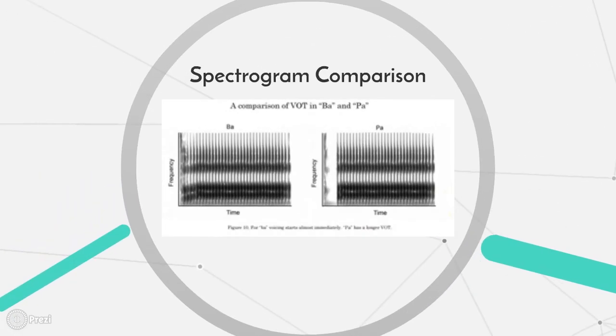Here, the difference in voicing is shown on a wideband spectrogram. As you can see on the spectrogram on the left, the vocal fold vibration starts almost immediately for the sound ba. On the right, for pa, the white space seen at the beginning of the spectrogram shows a lack of vocal fold vibration.